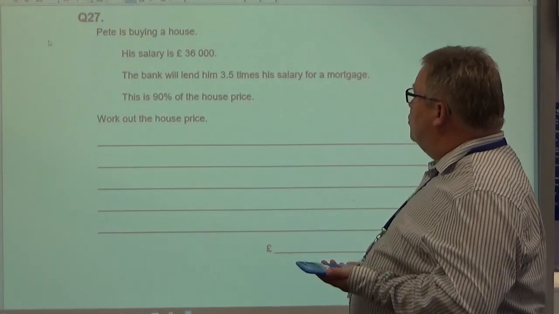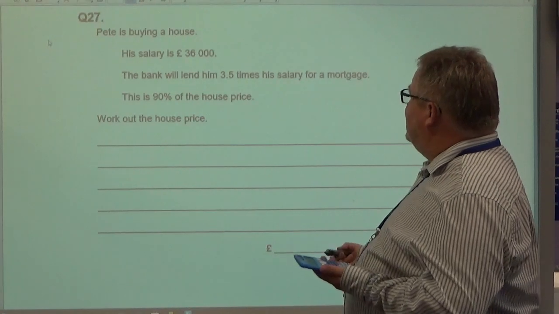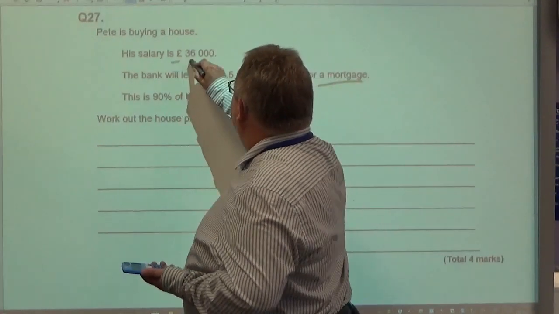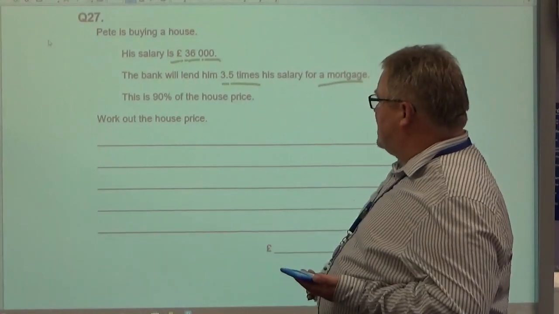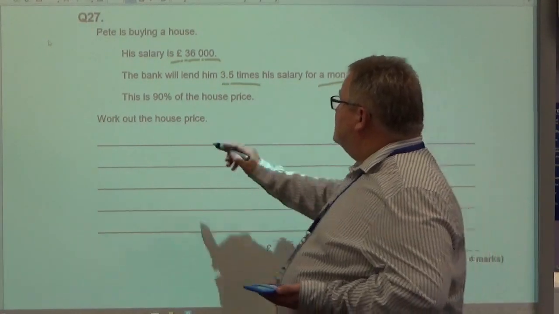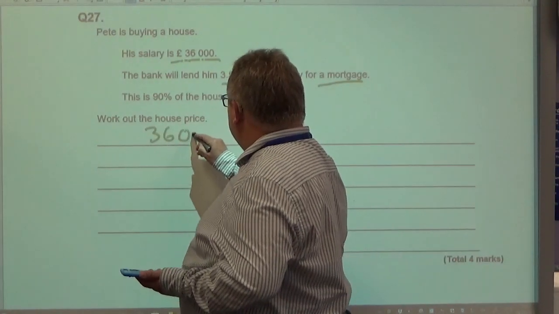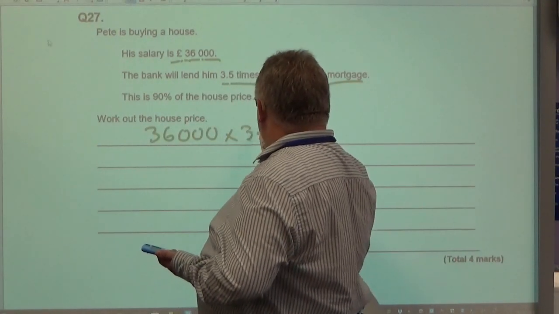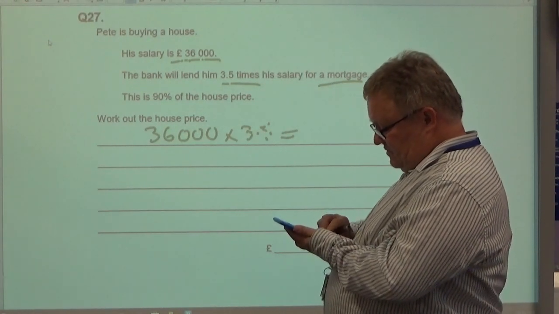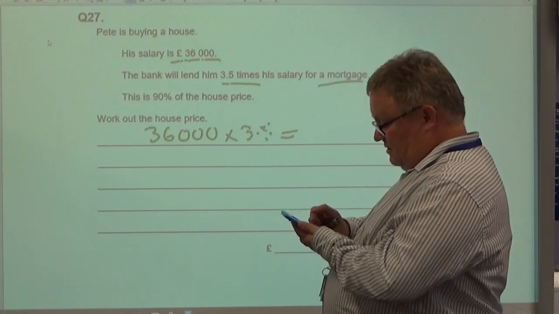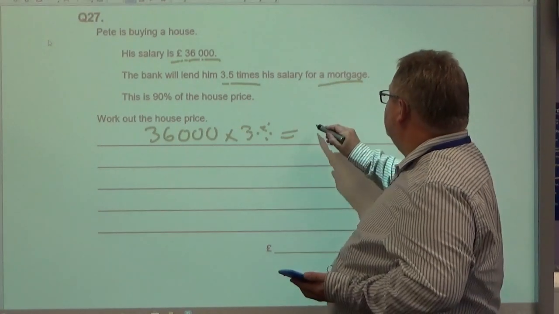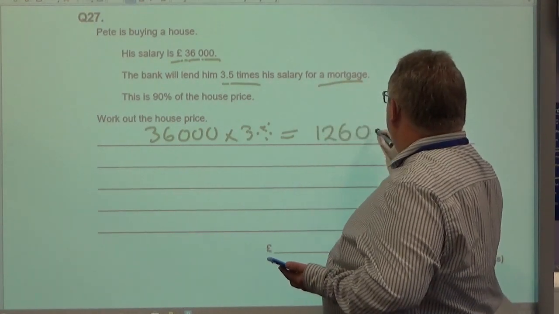So first of all, let's see how much the bank will lend him for his mortgage. So it's 3.5 times his salary, which is 36,000. This is the sort of question towards the end of the paper, 4 marks. So 36,000 times 3.5. So that's 36 times 3.5, and that's going to give us £126,000.